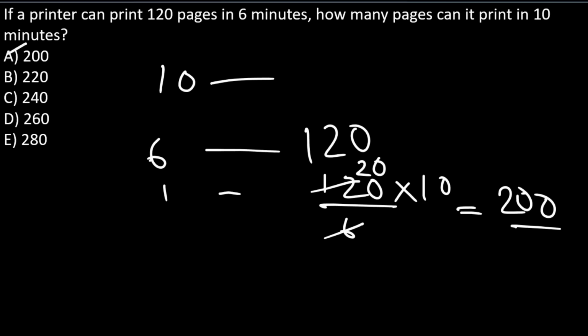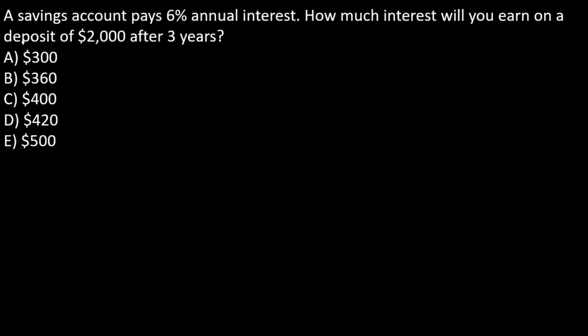Now come to another problem. The savings account pays 6% annual interest. How much interest will you earn on a deposit of $2,000 after 3 years? The annual interest means yearly interest will be 6%. So for a $100 deposit, the annual interest will be $6.